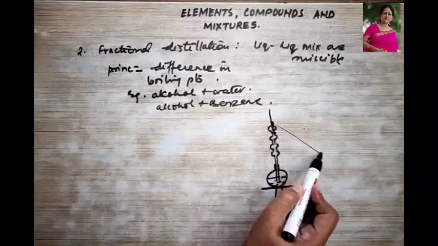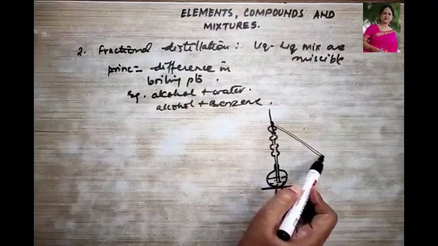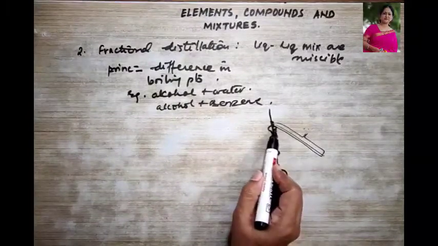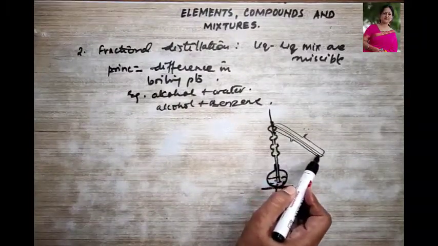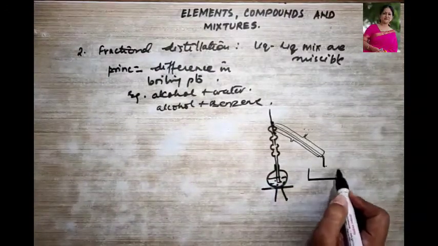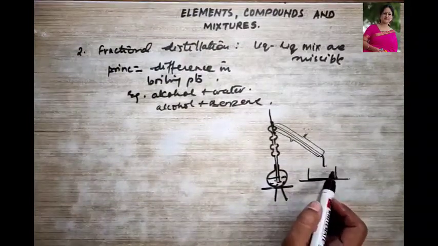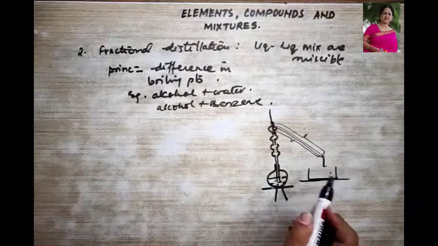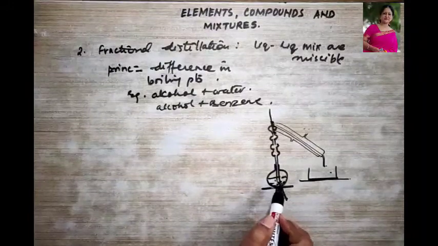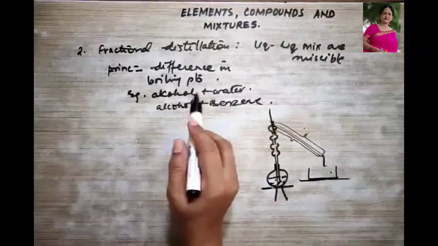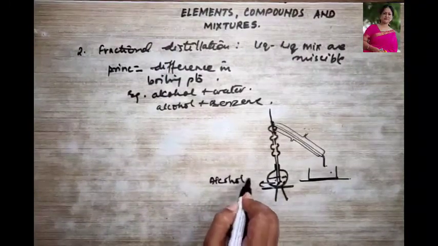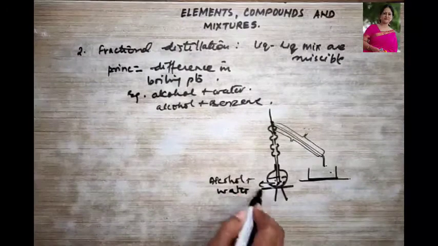This is attached to a condenser, and over here we place the beaker, in which we collect one of the liquid mixtures. Now how this happens, understand. In this round bottom flask, what is there? The liquid mixture. Suppose we are talking about alcohol and water. So what is present over here? Alcohol plus water is present over here, right?